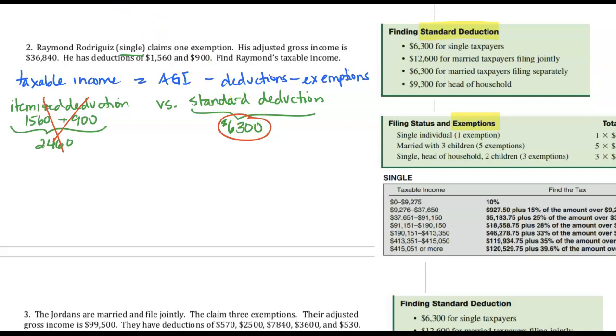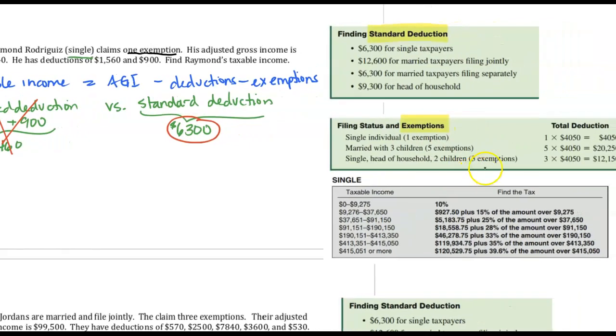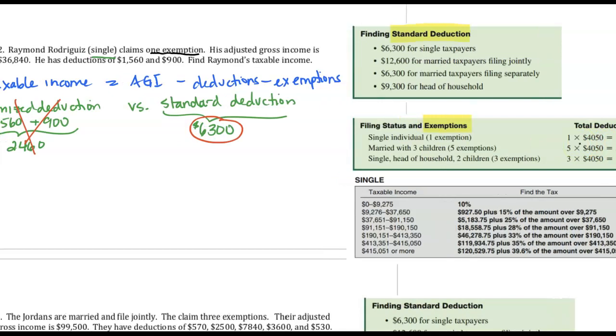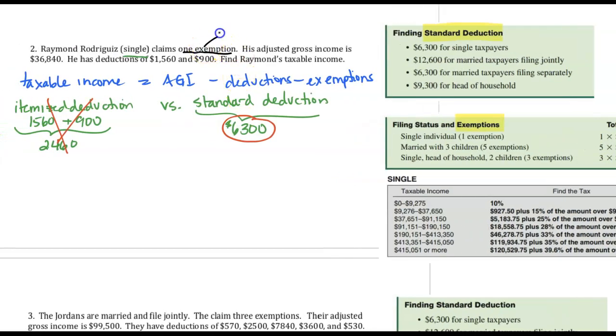Okay. We also get exemptions. So remember, it claimed one exemption. Each individual exemption is worth $4,050. So one exemption is $4,050.